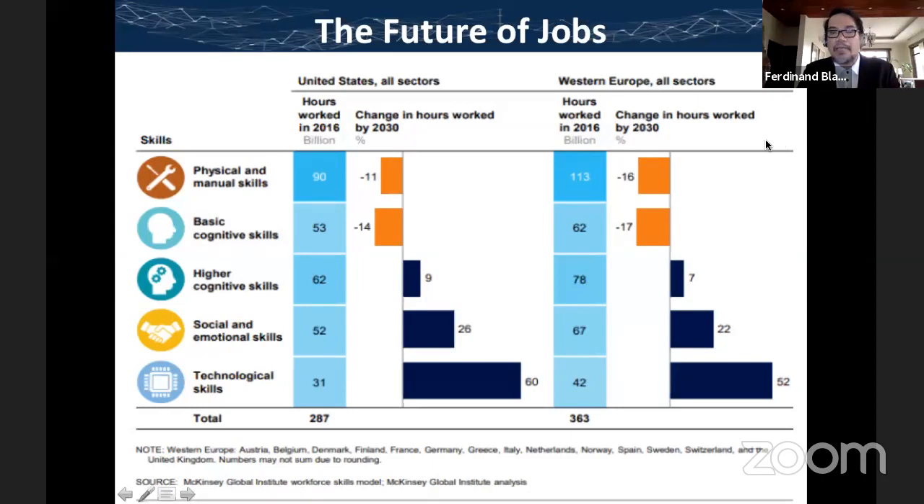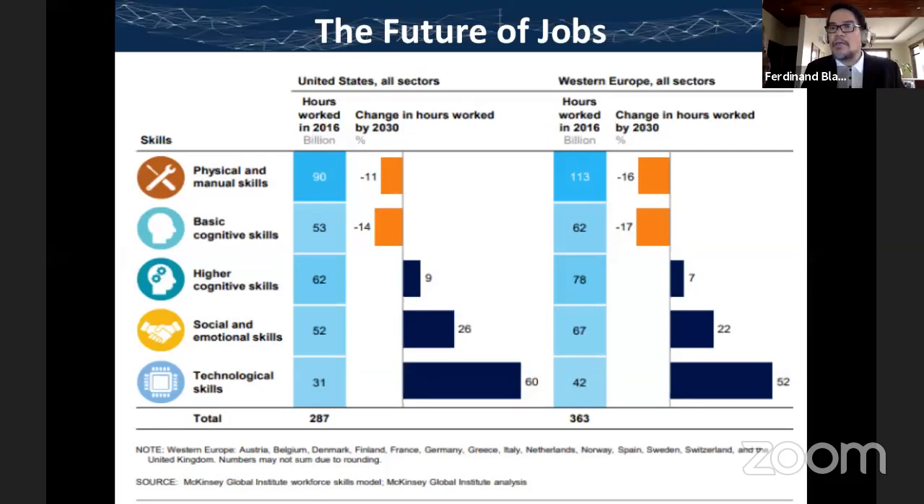And in the future of jobs, this is research done by McKinsey. In 2016, around 90 billion hours worked in the United States were in physical, manual skills and 53 billion in basic cognitive skills. That would change by 2030. It would decrease by 11%, and by 14% for basic cognitive. And the demand for jobs would increase for higher cognitive skills, social emotional skills, and technological skills, up to 60%. So these are empirical data that we need to consider when we design our flexible learning systems.